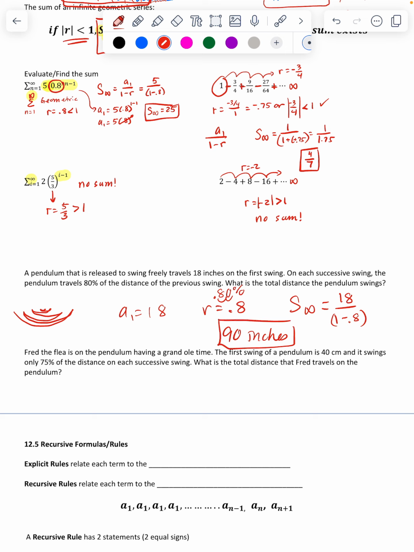Same setup here. Fred the Flea is on a pendulum having a grand old time. The first swing is 40. So A1 is 40 because it says first swing. And it swings only 75%. So here the ratio is only 75%. And when I think of it as out of 100, I'd end up with 0.75.